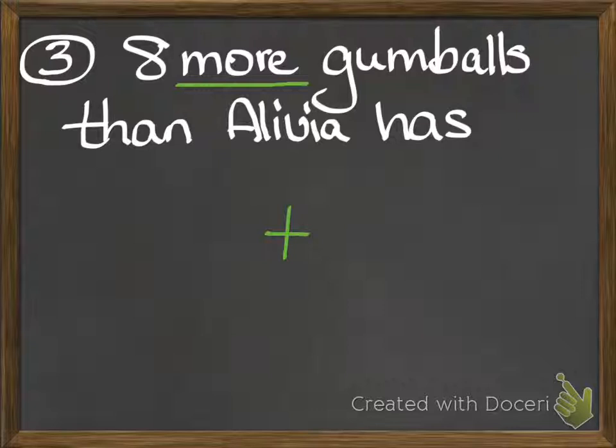I'm adding 8 to whatever we already have, and Olivia has 8 gumballs, so I'm going to put A plus 8, A for Olivia, plus 8, and that'll equal 8 more gumballs than Olivia already has.